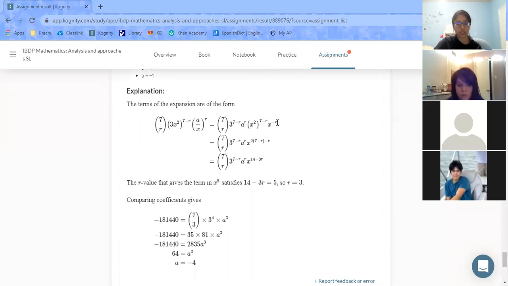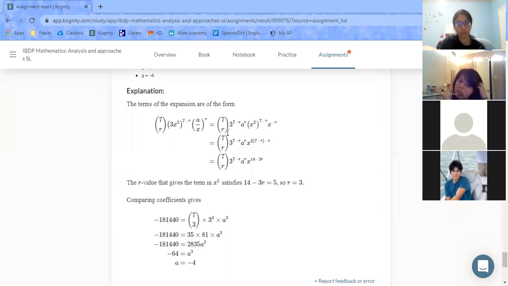Once again, you put it into the binomial theorem, where it's 3x squared to the power of 7 minus r, times a over x to the power of r. And you simplify that out, and for the power of x, you just get 14 minus 3r. We know that it has to be equal to 5. So if you set that equal to 5, you get r equals 3.